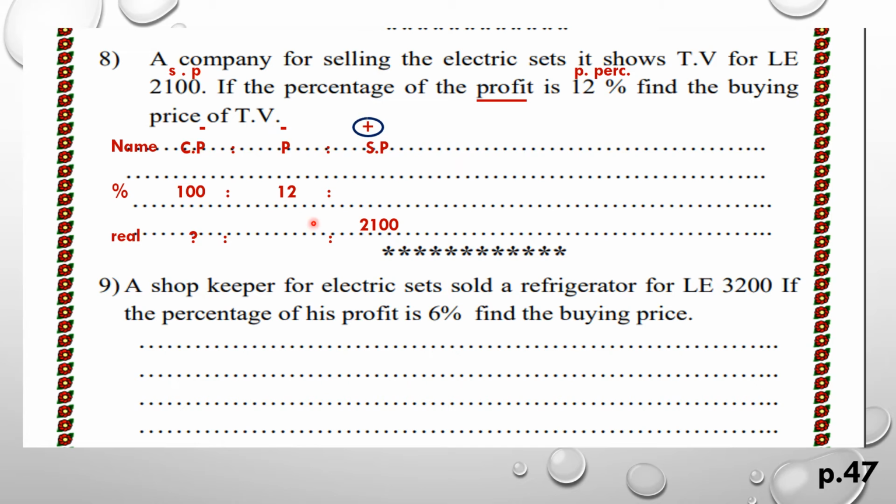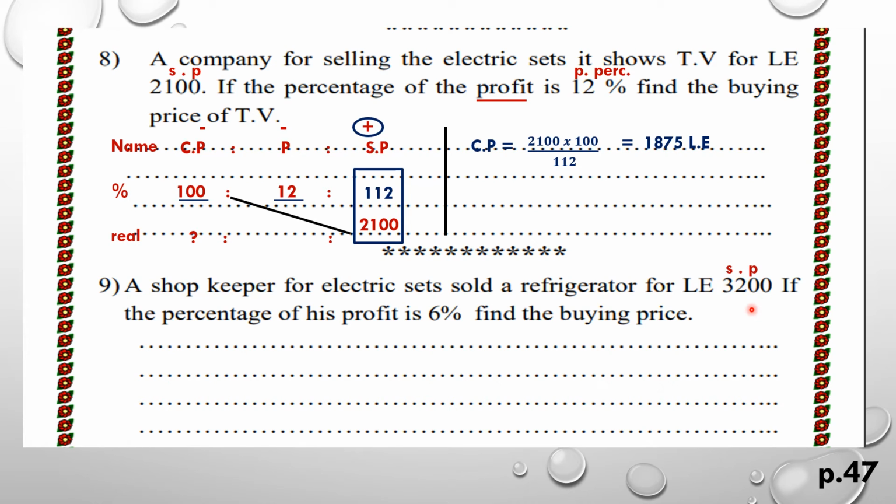Now, we are going to add the other two numbers which we have in the same row. 100 plus 12 equals 112. Here is our completed column, and this is the completed cross. Let's find the cost price. Cost price equals 2,100 times 100 over 112 equals 1,875 LE.